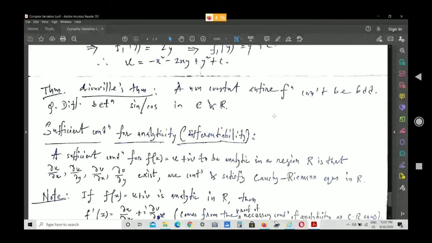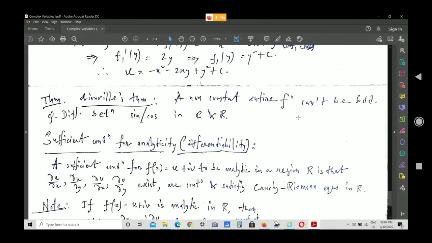An entire function, like I told earlier, means a function which is differentiable at every point. Can you give an example of such a function which is differentiable at every point? Anton, can you give an example of a function which is differentiable everywhere?